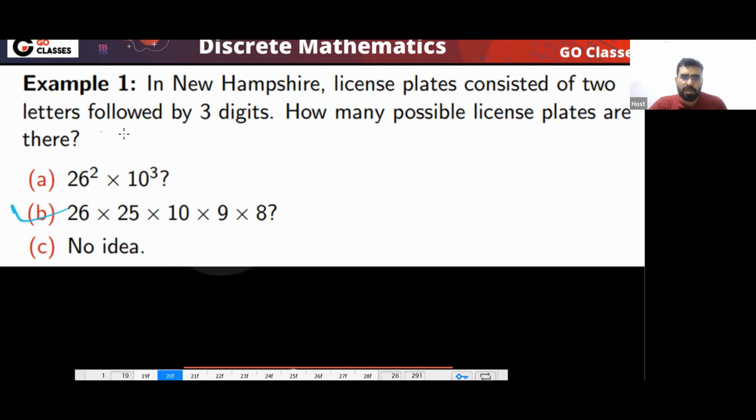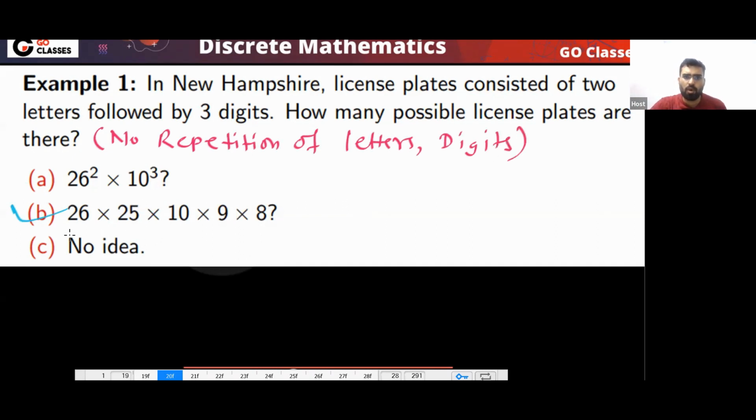If I write no repetition of letters, digits, then the answer will be option B, because now you don't have any repetition. So here the answer is very simple.